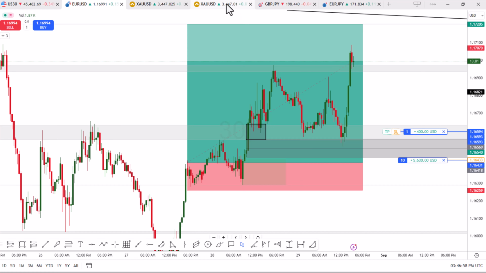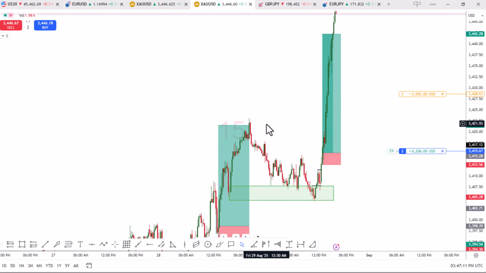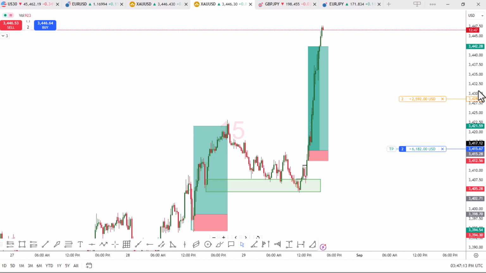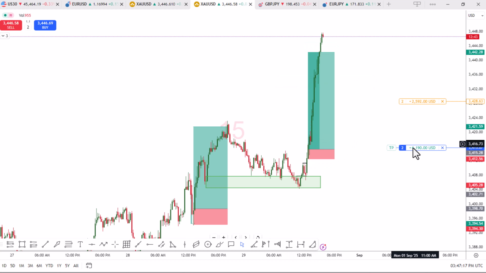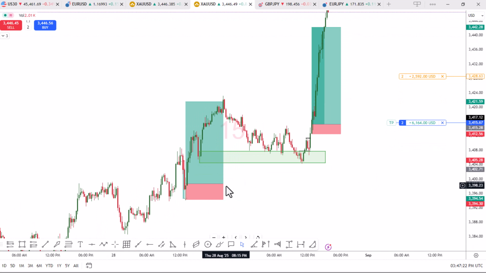Now let's get back to analyzing gold. So this right here is the 15-minute time frame. You can see that my entry is quite high, right? Don't worry, it will make a lot of sense. So this is the model right here.